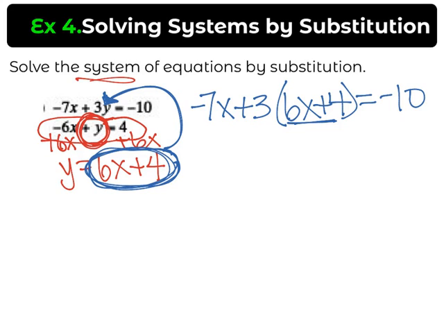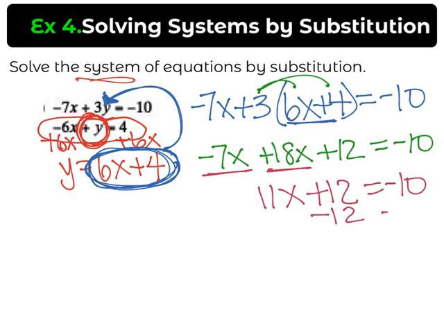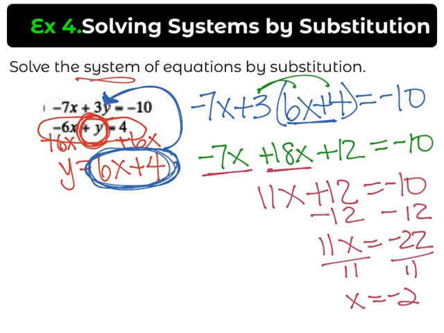And then we solve. First, we need to distribute: negative 7x plus 18x plus 12 equals negative 10. We have two x terms on the same side, so let's combine those. Negative 7x plus 18x gives us 11x plus 12 equals negative 10. Subtract the 12. 11x equals negative 22. Divide by 11. x equals negative 2.